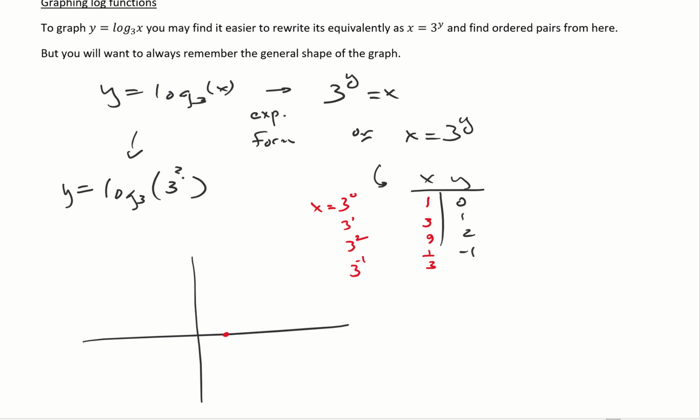1, 0 is right there. All log functions go through that point unless you shift them. And then you have to go over to 3 to get up to 1. And you have to go way over to 9 to get up to 2. And then if you plug in 1/3, you're at -1. Okay. Remember that graph from last time? We had the exponential doing its thing. Well, the logarithm is the inverse of that guy. And so he is hugging the y-axis downward that way.